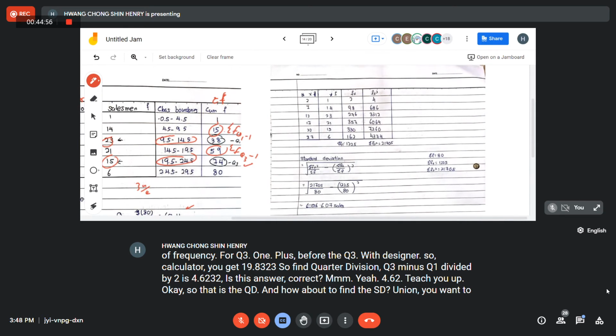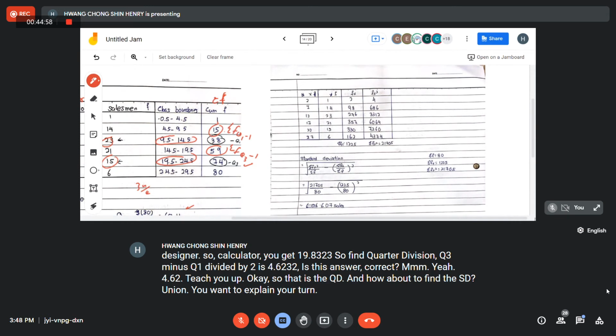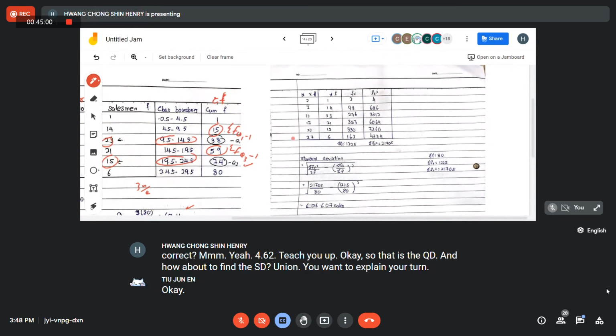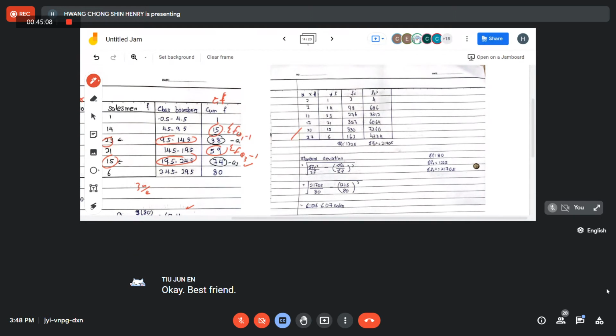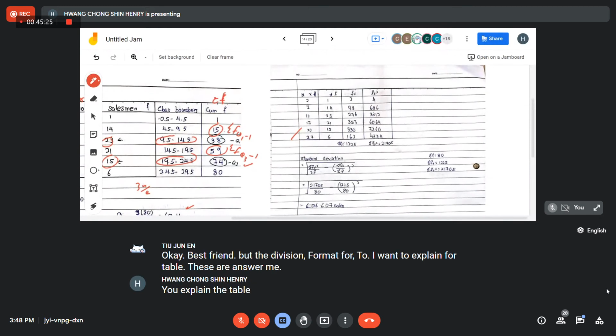Junian, you want to explain? Your turn. Okay. Explain. Standard deviation. Format for. I want to explain for the table this or answer me. You explain the table also lah, everything.